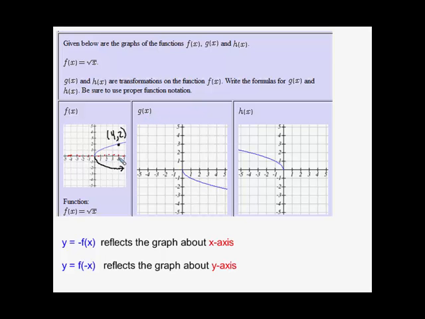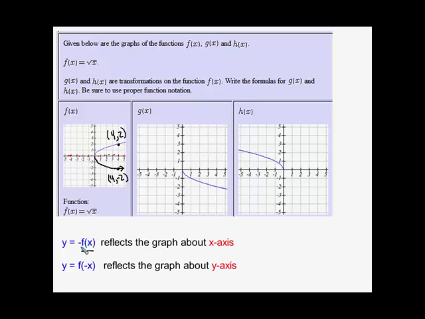Notice the point on our parent function, (4, 2), gets transformed down here into this point whose coordinates are (4, -2). So a reflection about the x-axis can be simply thought of as changing the sign on the y-coordinate, and that's what this notation here says. f of x is the notation for the output, or the y value of a point, and we're changing the sign by putting a negative out here.